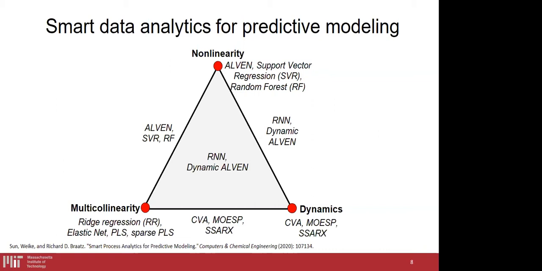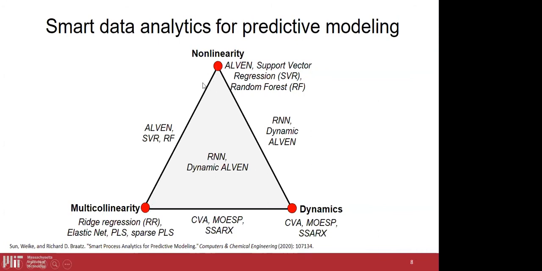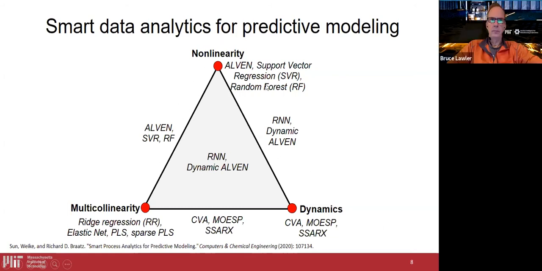So it kind of combines those different approaches with each other, which is also why you can see it on the edge from nonlinearity and multicollinearity. So the edges generally show approaches that work for situations or data where 2 of the characteristics are present. So in that case, ALVIN is on the nonlinearity and multicollinearity edge.